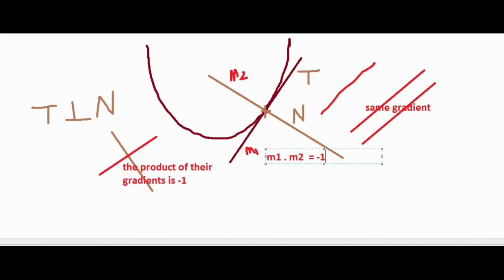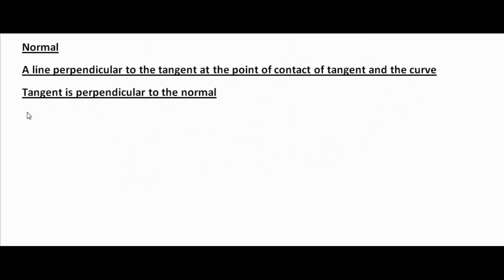From this concept, we can find the gradient of the normal, m2. How do we find m2? Just by transposing m1 to the right side, we get m2 is equal to -1 divided by m1. This is not a new concept. We learned this concept in IGCSE classes also. But here the concept is repeating just because of the derivative, just because of the gradient.